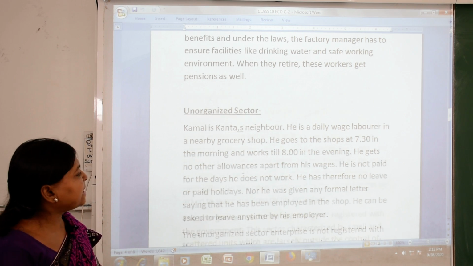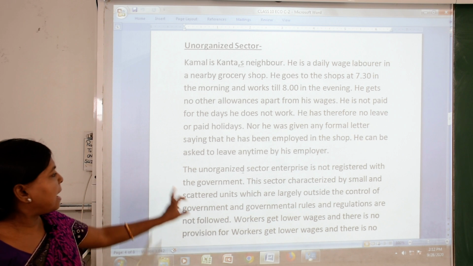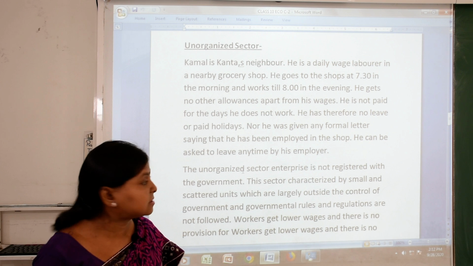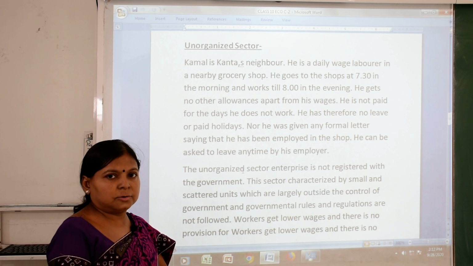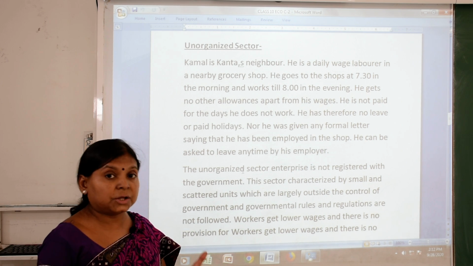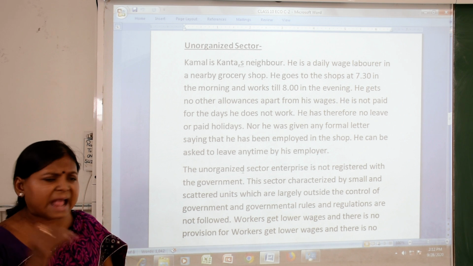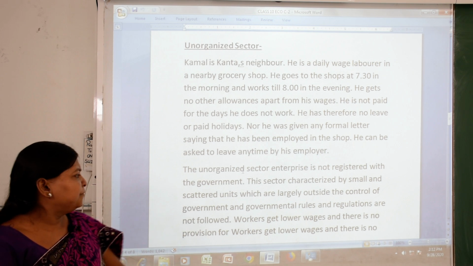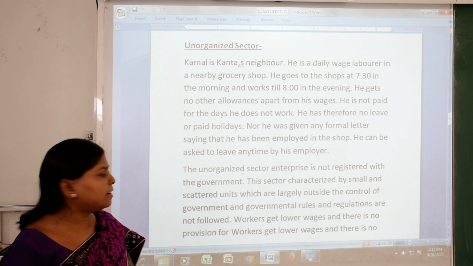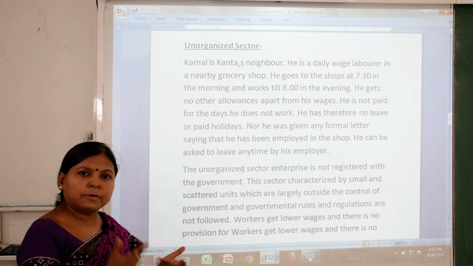So what have you seen about the unorganized sector? The unorganized sector enterprises are not registered with the government. Since they are not registered, they do not follow rules and regulations. This sector is characterized by small and scattered units, which are largely outside the control of the government, and they do not follow governmental rules and regulations.